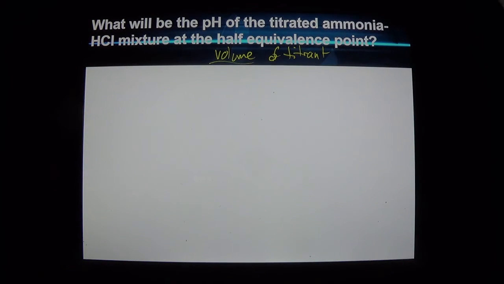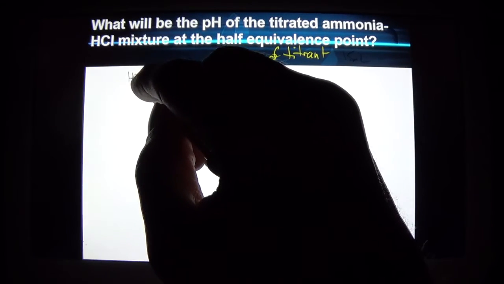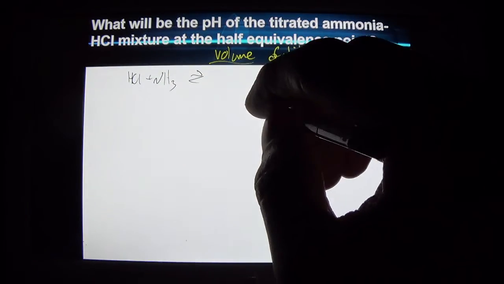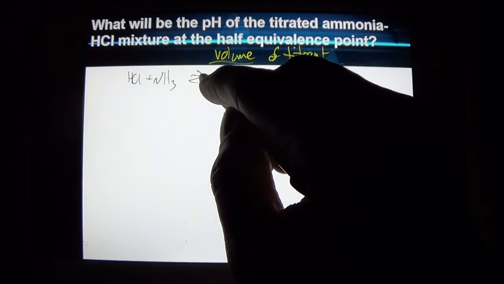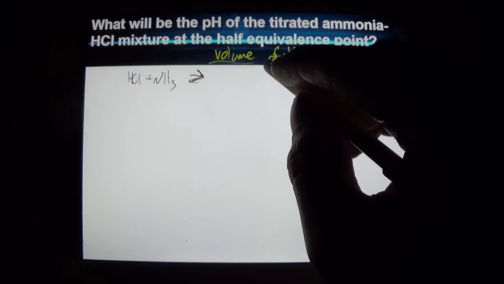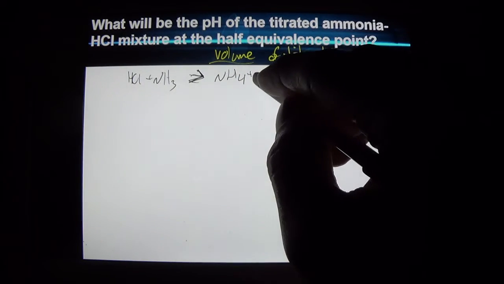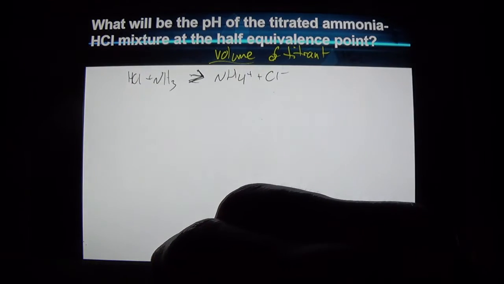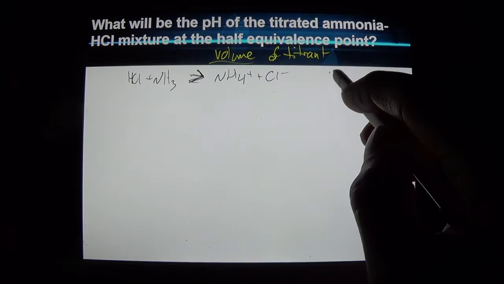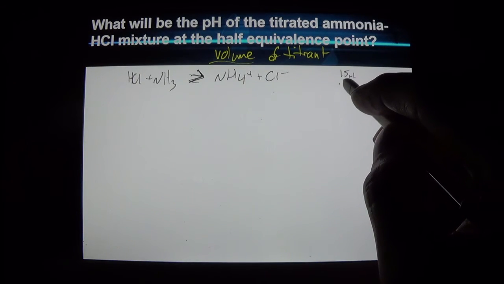With that information, we are still going to start off with the same reaction we've been working with. Hydrochloric acid and ammonia are going to give us, sorry, that should be a one-way arrow because of the strong acid, ammonium and chloride ion. And I really don't care about the chloride ion in the work that we're doing. So at the half equivalence point, I have 15 milliliters used of our hydrochloric acid.